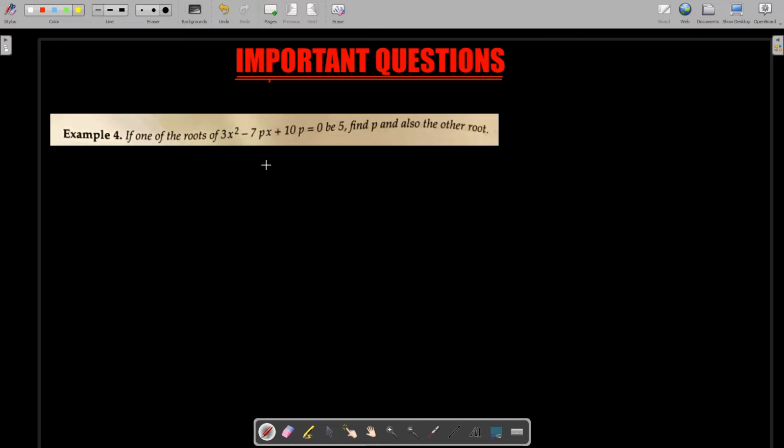The first question is given: if one of the roots of the equation is 5, find p and also the other root. So the equation is given 3x squared minus 7px plus 10p equals to 0. So let's take the roots of the equation. Alpha and the another root is given 5. So what will be the sum of the roots? We know sum of the root is equals to minus b by a.